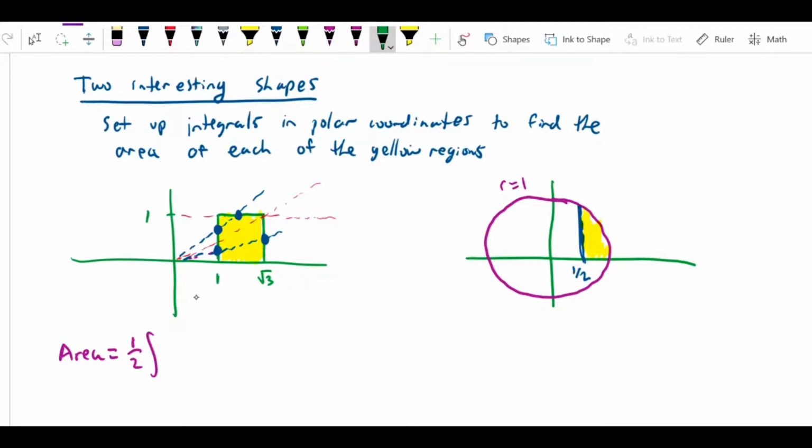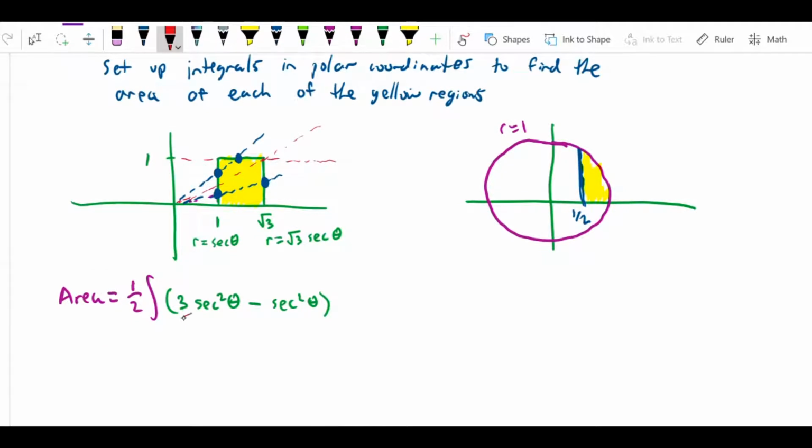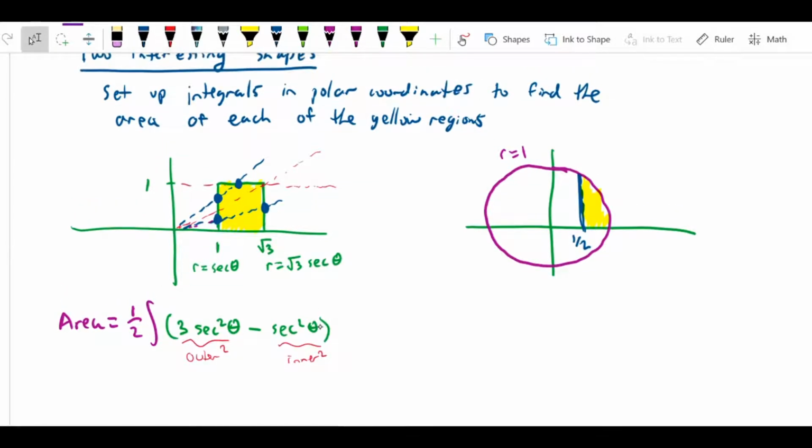We know that we can write vertical lines in polar coordinates like this. This is going to be r equals secant theta, and this is going to be r equals root 3 secant theta. So this is going to be the integral of the outer curve. Root 3 secant theta squared is just going to give us 3 secant squared theta, and then we square the secant, and that gives us secant squared theta. So just to be clear, this is going to be outer squared, and this is going to be inner squared like that. Oh, and I need a d theta at the end of that.